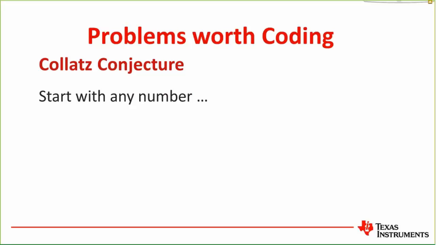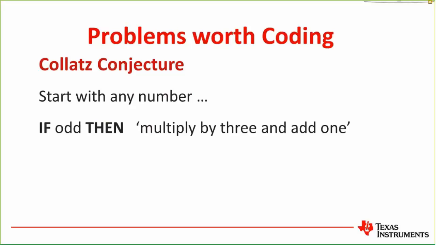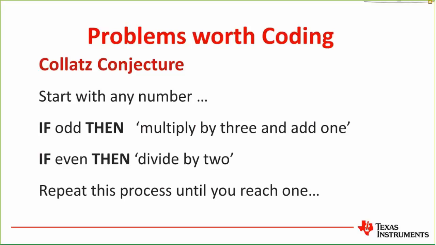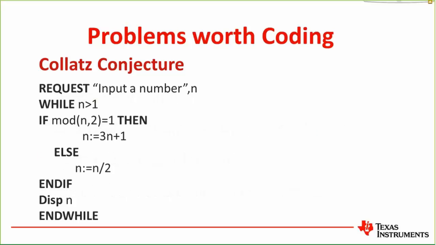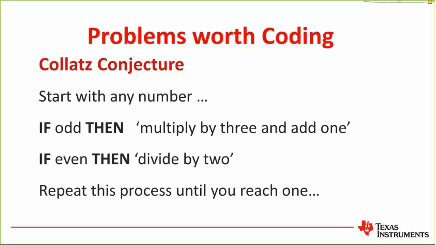So I thought I'd just share a quick one. I think I shared it with John earlier on today. There's something called Collatz's conjecture, which would be a lovely one for students to program. If you've never seen the problem before, you start with any number. If it's odd, then you multiply by 3 and add 1. If it's even, then you divide by 2. And then you just repeat that until you reach 1. It's a conjecture because that's never been proven.